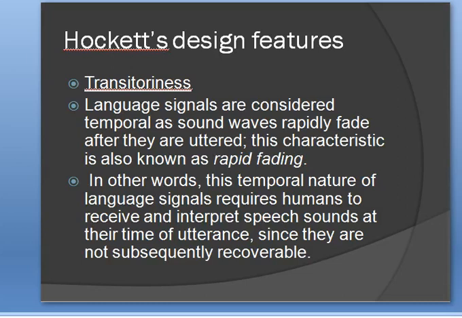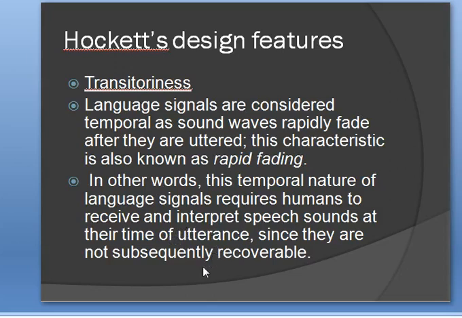What does it mean when we say something? I'm saying this thing right now. After 10 minutes, you will not be able to listen to this very thing, whatever I'm saying right now. How can we say it? In other words, this temporal nature of language signals requires humans to receive and interpret speech sounds at the time of their utterance, since they are not recoverable.